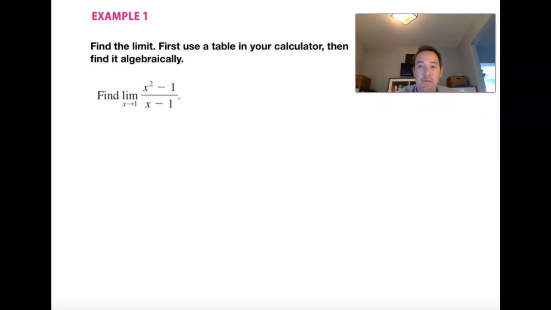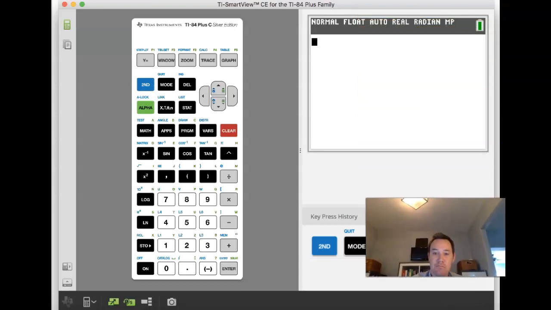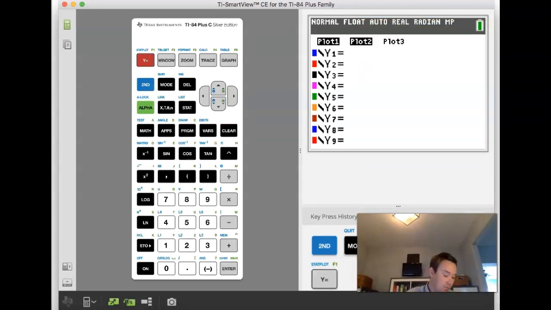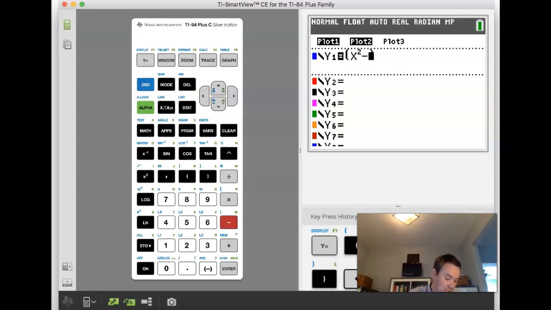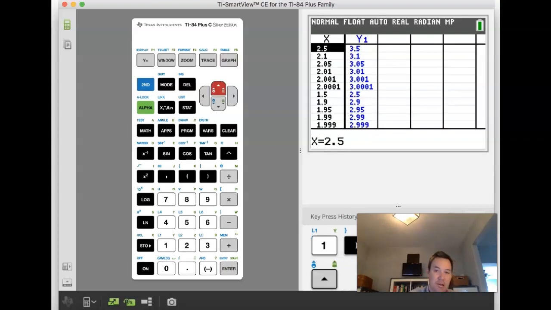So first we'll use the old-fashioned method: let's try and use a table in our calculator to evaluate this limit. And then we'll do it algebraically, right? Okay. So go to y equals, I'm going to do x squared minus 1 over x minus 1, in parentheses. And the limiting value that we're approaching is 1. So we want to get closer and closer to 1. Let me delete all these.